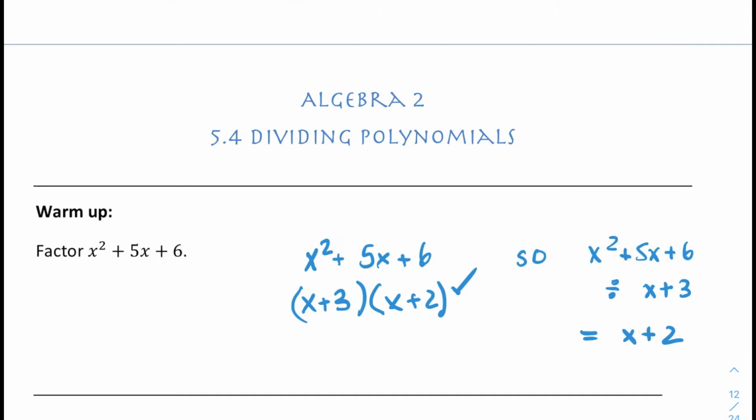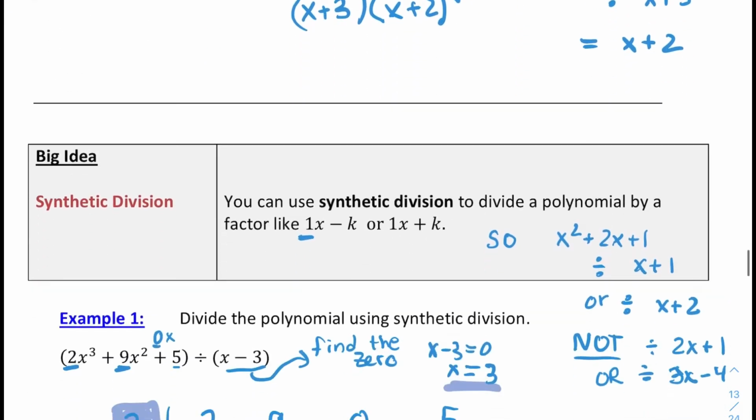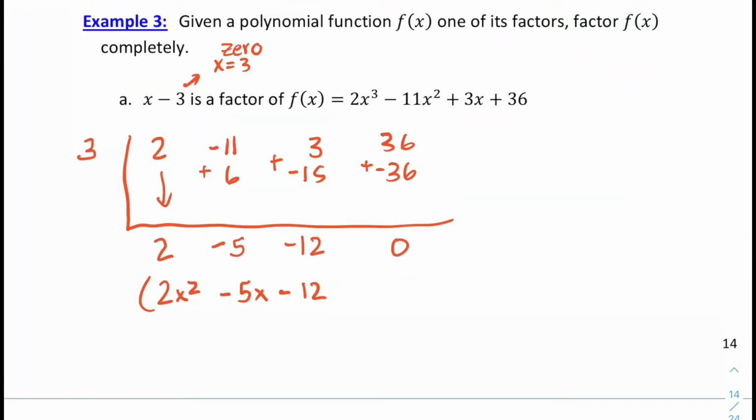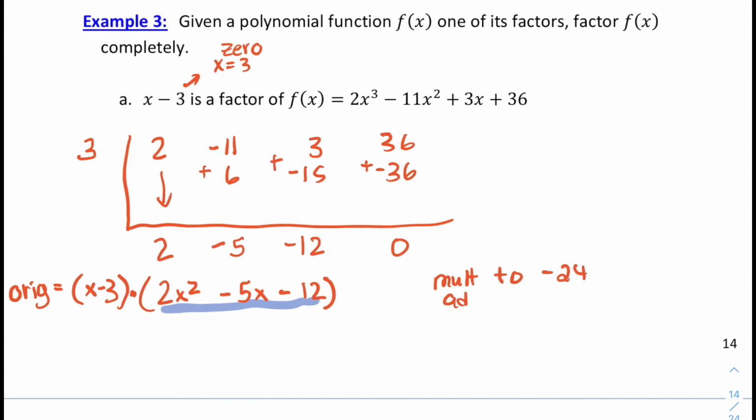And now if you're thinking about what our original expression equals, our original expression equals what we got times what we divided by. Kind of like if you divide x squared plus 5x plus 6 by x plus 3, you get x plus 2. So you know your original expression equals those two values multiplied together. For ours, we divided by x minus 3 and got that as our result. So our original equals x minus 3 times 2x squared minus 5x minus 12. So we're supposed to factor this completely, which means if 2x squared minus 5x minus 12 factors further, we need to factor it further.